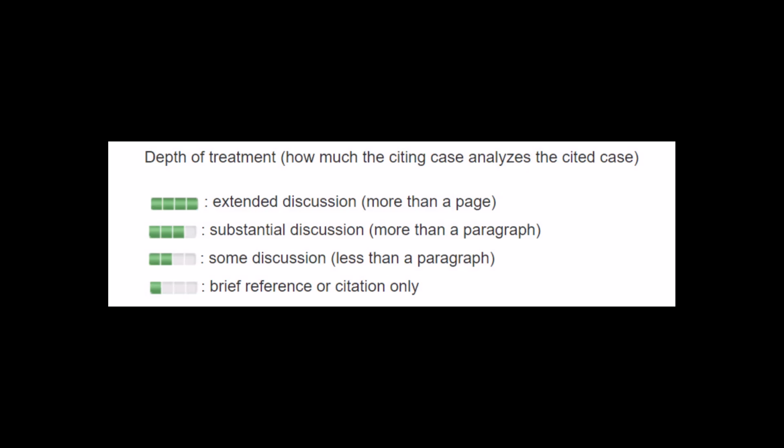One is a brief reference or citation only. Two blocks means there was a little bit of discussion, but less than a paragraph. Three means substantial discussion, more than a paragraph. And four blocks means extended discussion, more than a page. So if you're really looking for case law that has analyzed International Shoe, you want to find the ones that have three and four blocks. You're not really interested in the others.